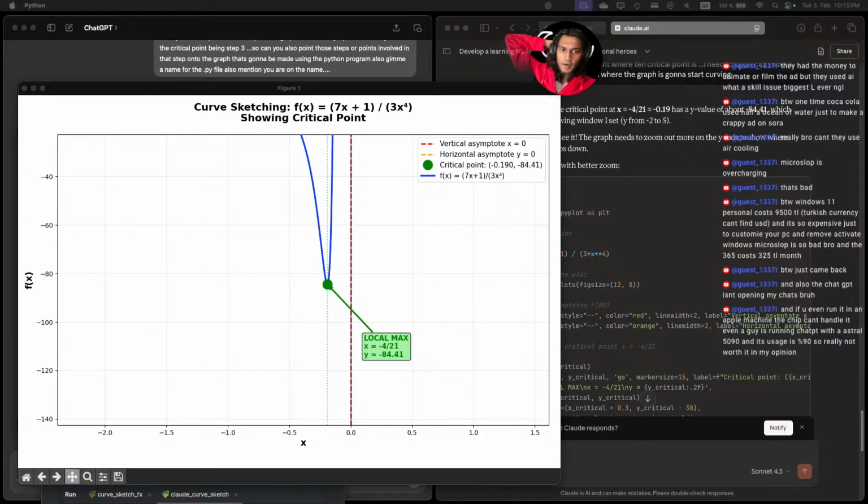They had the money to animate or film the ad, but they used AI. What a skill issue. Biggest L ever. I don't know what they're trying to show, that the AI hype train is not real? Because you know that ad is AI. When you see it, you know it's AI. So they were trying to show us that... I don't know. That was stupid.